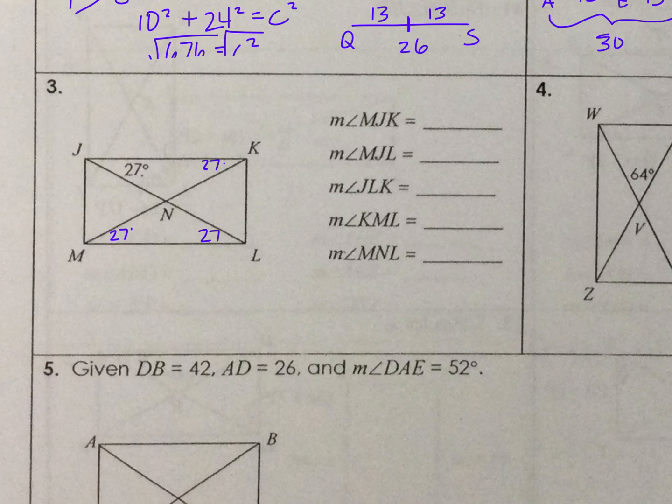So we're going to start by looking at MJK. Well, because I'm a genius, and we talked about it a minute ago, I know that all the corners of a rectangle are 90 degrees. That was easy.